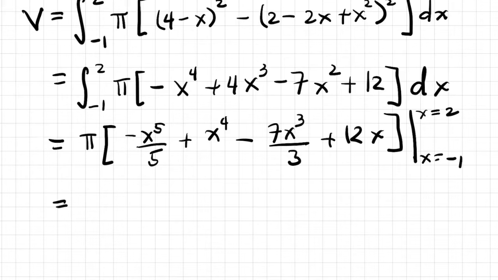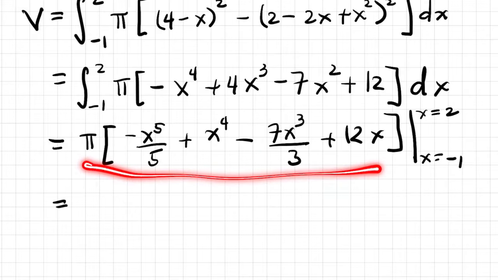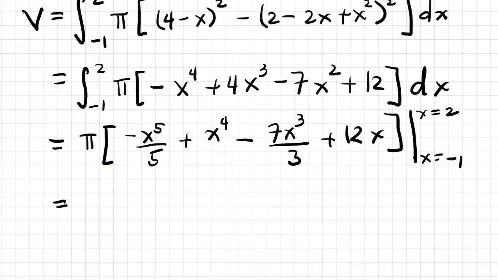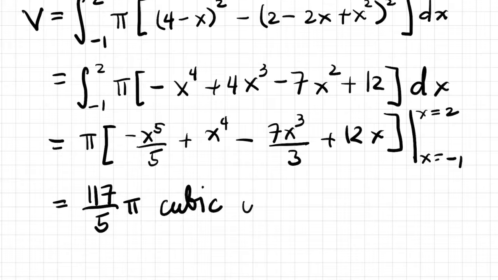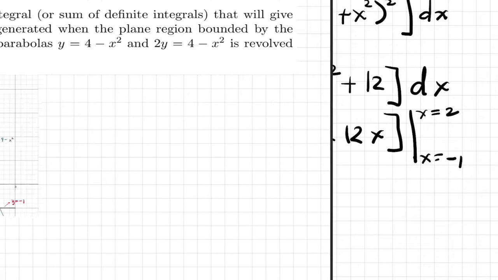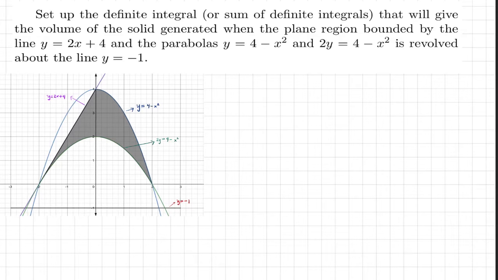Okay, so substituting 2 and negative 1 to this expression here leads us to 117 over 5 pi cubic units. So this is now the volume of the solid. Okay. All right. So we're done with the first one.